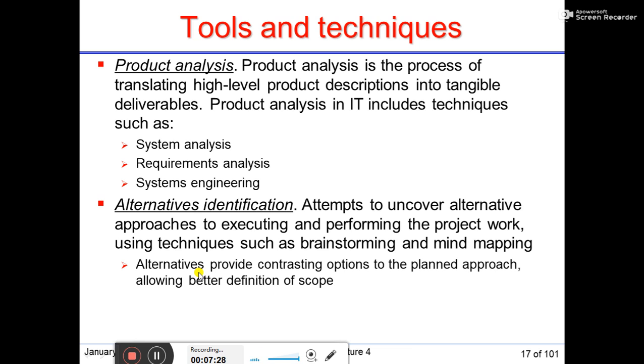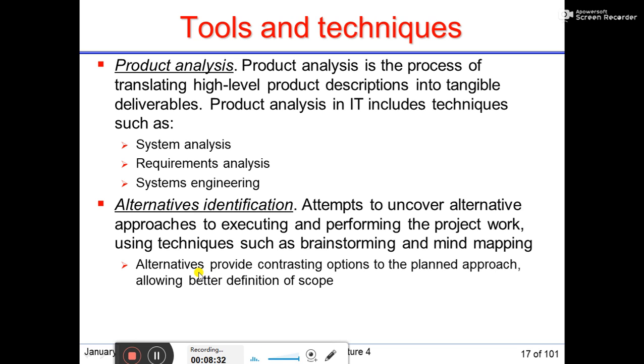Then we need to go for product analysis. Product analysis is the process of translating high-level product description into tangible deliverables. Product analysis in IT includes techniques such as systems analysis, requirements analysis, and systems engineering. These are techniques used in information technology to analyze any product. Systems analysis: we need to analyze the actual hardware system. Requirements analysis: we need to analyze the requirements, which we have discussed thoroughly in previous modules. And systems engineering: we need to understand the engineering of the system. There are other techniques also to analyze the product.